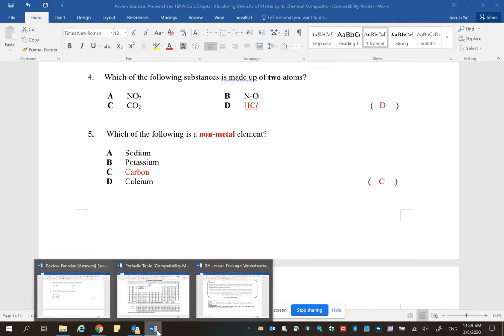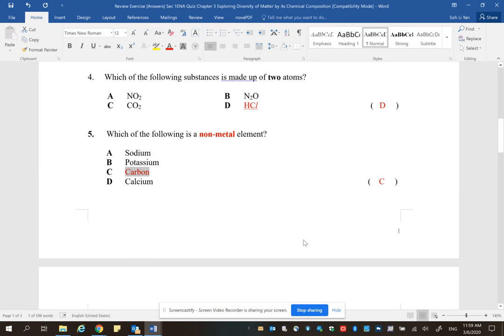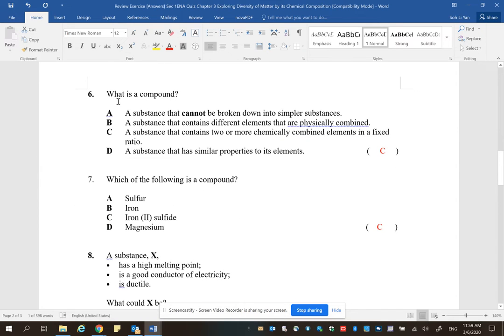Let me show you where carbon is. Carbon is over here. Can you see carbon here? Yes, this is actually a non-metal. So much for question five. Let's move on to question six.